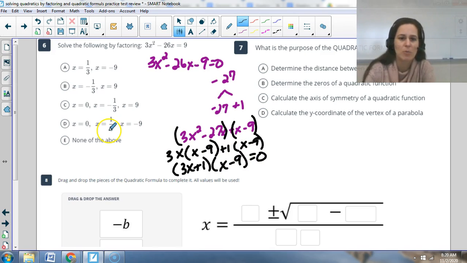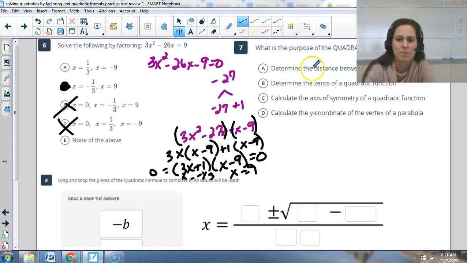So a couple things to think about is if you have a quadratic, that means at most you'll have 2 solutions. So we know it can't be C or D. Okay. So then we just have to solve this and see if it's one of the 2 choices. So x is equal to 9. And if I set this equal to 0, you get negative 1/3. And that is one of our choices. It's B. So that answer is there.